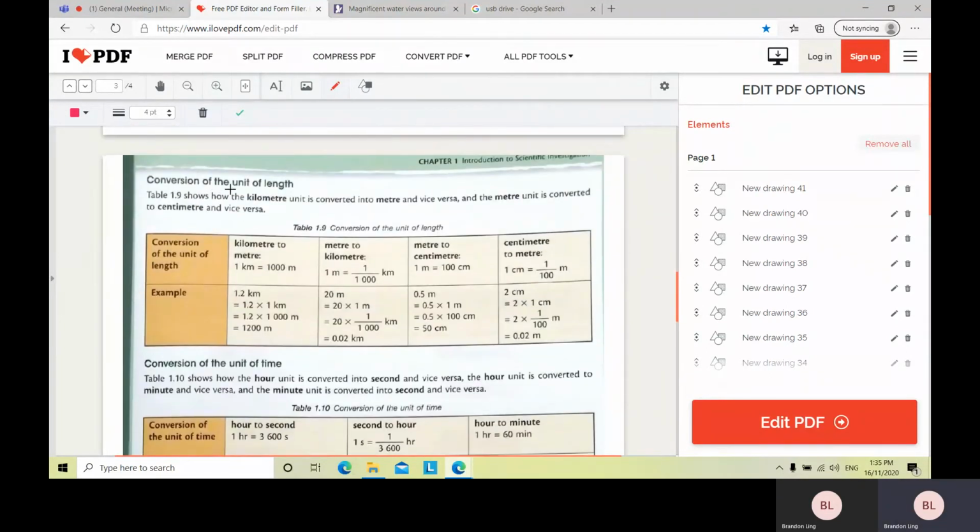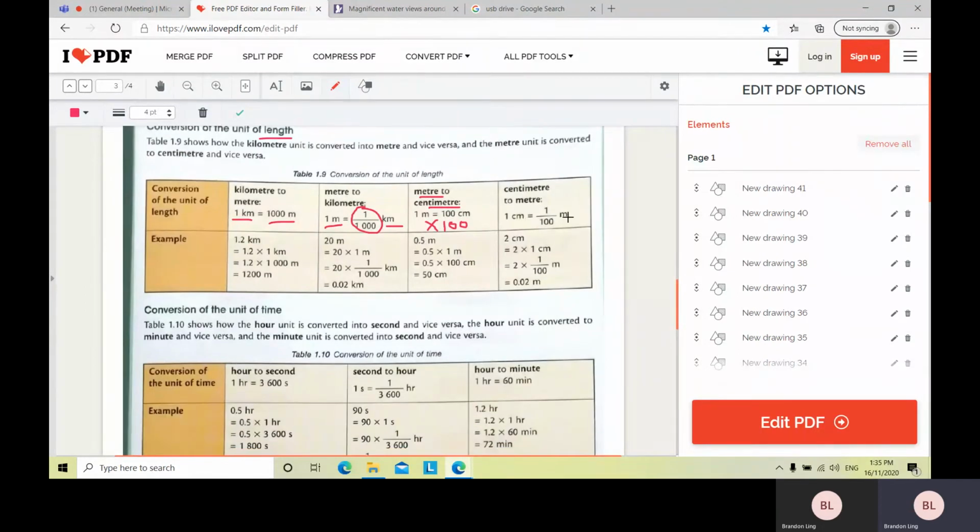Next we move on to the conversion of unit of length. 1 kilometer is equivalent to 1,000 meter. And to change meter back to kilometer, you need to divide by 1,000. That's why you have this 1 over 1,000. And for meter to centimeter, you just need to multiply by 100. 1 meter times 100, you get 100 cm. And from cm to meter, you need to divide by 100.